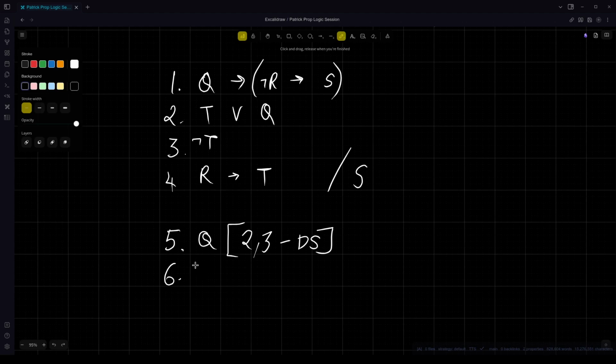Another modus tollens. Okay, what's the conclusion? Oh, not another, the first modus tollens, but not R. Not R. Okay. So that's 3 and 4, modus tollens. No, sorry, 7.